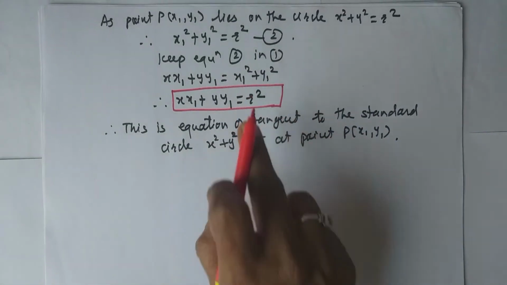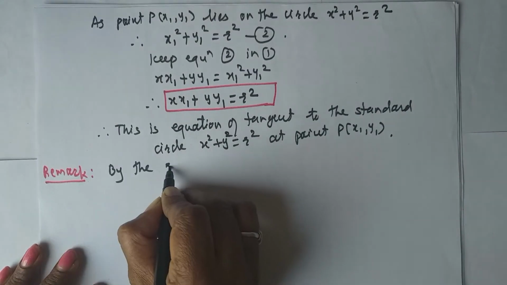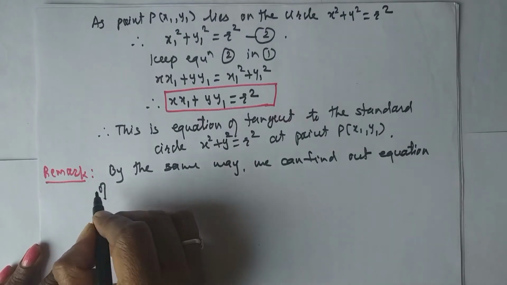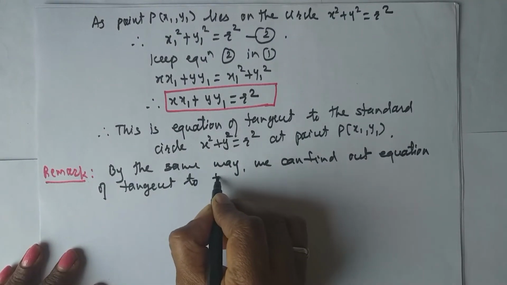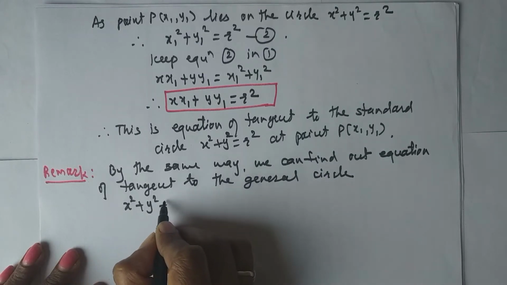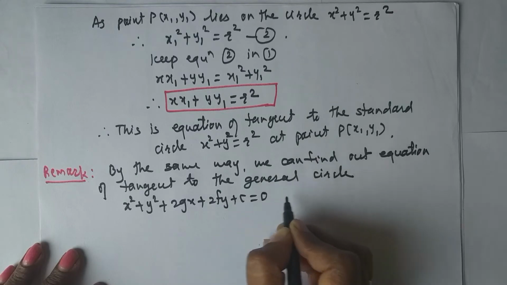You remember this as a formula. In this way it is very easy to find the equation of tangent to the standard circle. Similarly, we can find out the equation of tangent to the general circle. Let's see what it is. You write down. By the same way we can find out the equation of tangent to the general circle. Now what is the equation of the general circle? That is x square plus y square plus 2gx plus 2fy plus c is equal to 0.